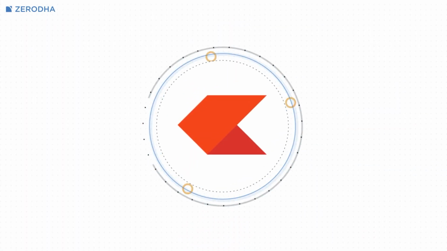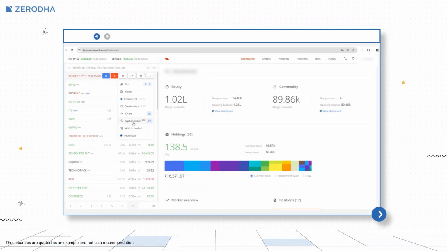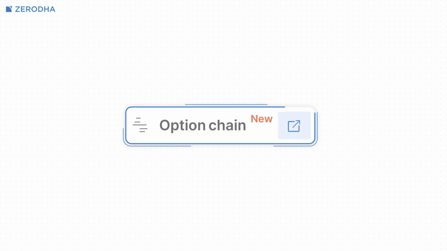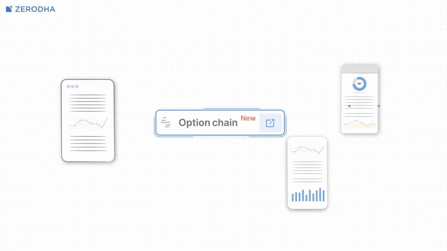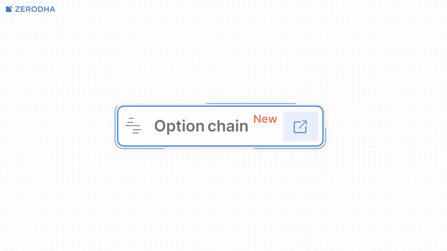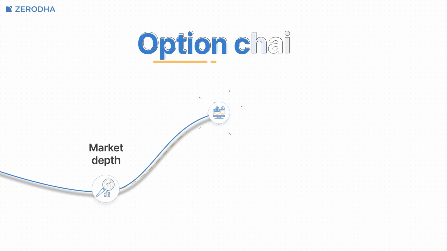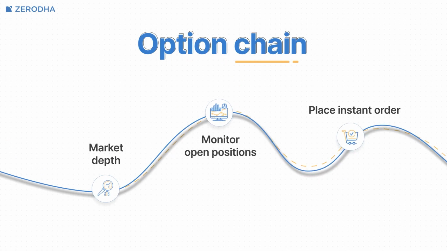On Kite, we've redesigned the option chain to make your trading experience smoother. With the new option chain, you can view everything in one place without switching between multiple screens. Track market depth, monitor open positions, and even place orders instantly. Let me show you how to get started.